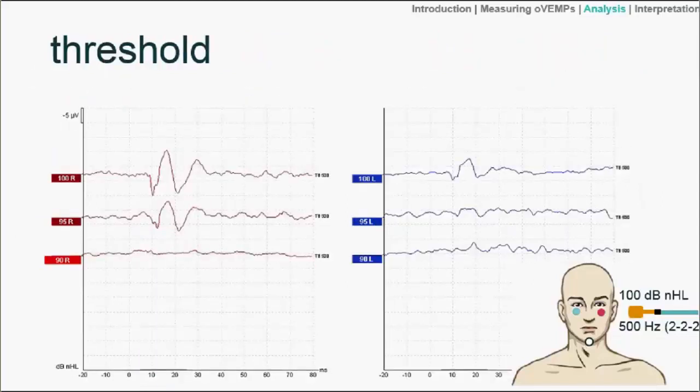What about threshold? Well, as you saw from a few slides ago, and hopefully conveyed in this slide too, it's very uncommon to see a response under normal circumstances at 80 or below. So the VEMP threshold is relatively high in otologically normal people. And here we can see the VEMP threshold is arguably for both ears at 95 dB NHL there, although it is slightly smaller on the left, in this case. But that would be a normal VEMP threshold.